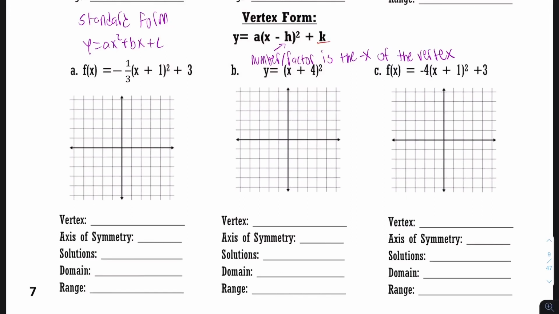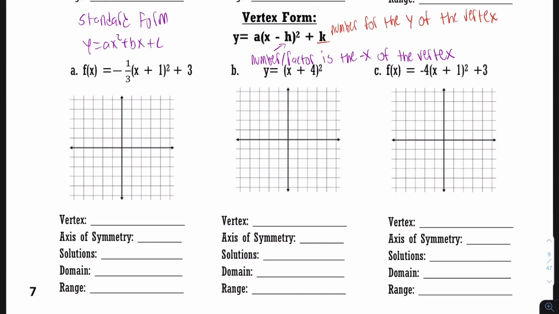is the number for the y of the vertex. And k is just the number. It's anything that's outside of the parentheses that's being squared. So let's just go ahead and go to number 1.